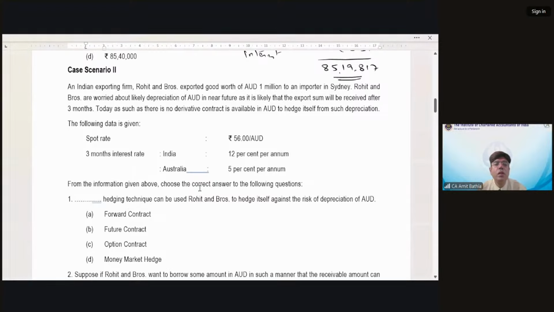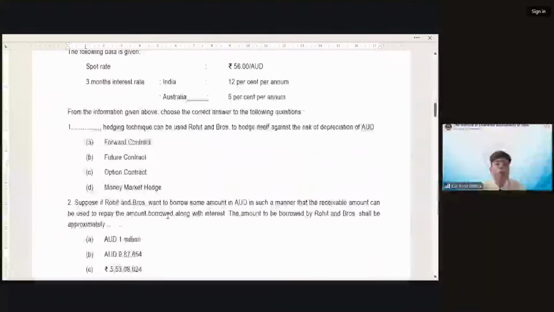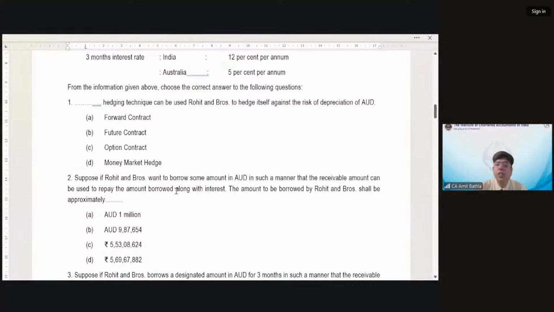Now, remember over here, there is one important line which is mentioned to you. And what is that? Today, there is no derivative contract available in AUD to hedge itself from such depreciation. Meaning forward contract, future contract, and option contract are not available to you. The only option left in that case is money market hedge. So the correct answer in this case is money market hedge.